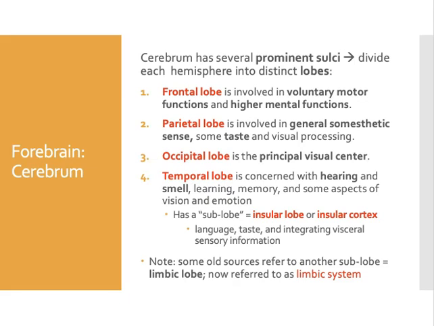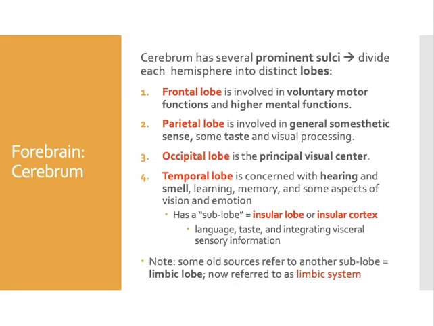When we examine the cerebrum grossly from the outside, we can see that there are several particularly prominent sulci. And what those do is divide each cerebral hemisphere into distinct lobes. Now, we give these lobes names. We can describe the frontal lobe, the parietal lobe, the occipital lobe, and the temporal lobe. There's one of each of these lobes in each cerebral hemisphere.